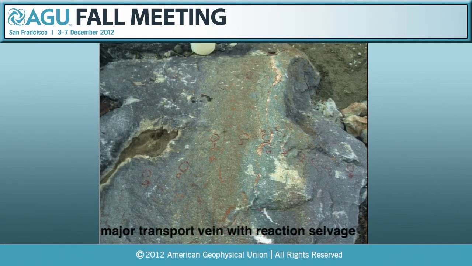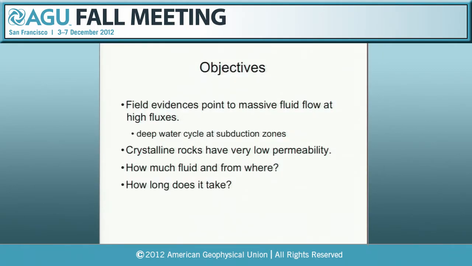Then we have this spectacular part where we have massive blueschist on both sides cut by this vein, and on both sides a reaction hollow formed. So there's a lot of fluid-rock interaction that happened along these fluid pathways, not at all of them, but in some of them. If you put those together, then from this general concept of the deep water cycle of subduction zones, we have evidence for massive channelized fluid flow, so we have high fluxes that cut the subducting slab. And if you consider that crystalline rocks have a low permeability, then the question arises: how much fluid is it in fact, where does it come from, and how long does it take?